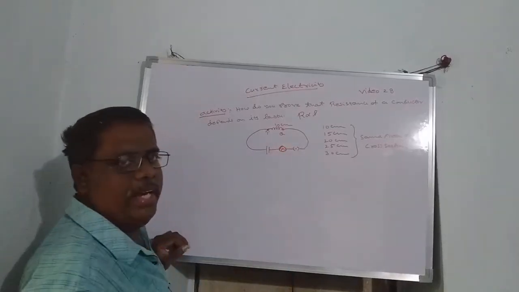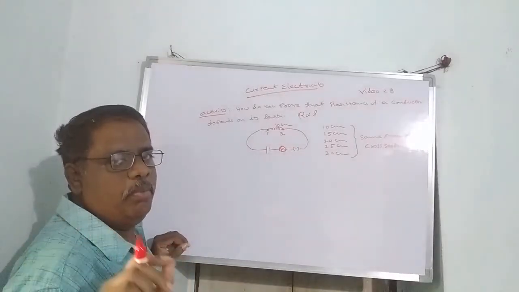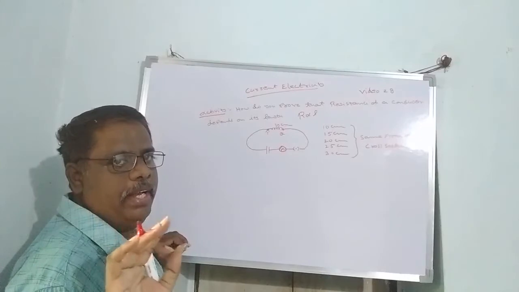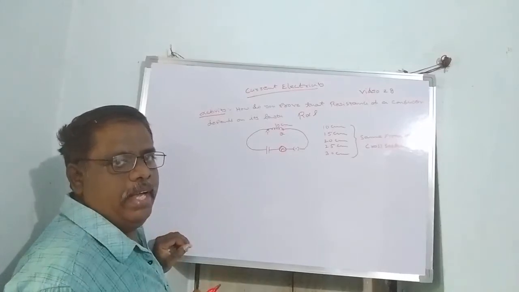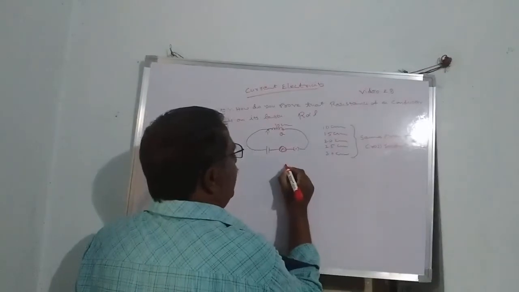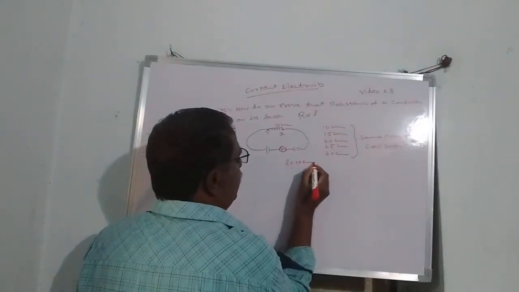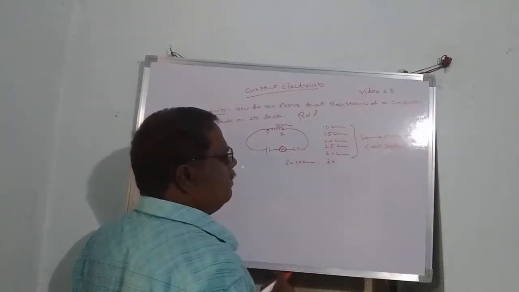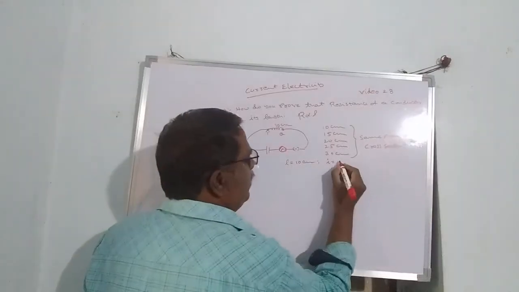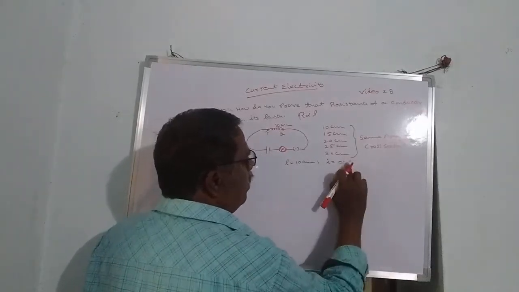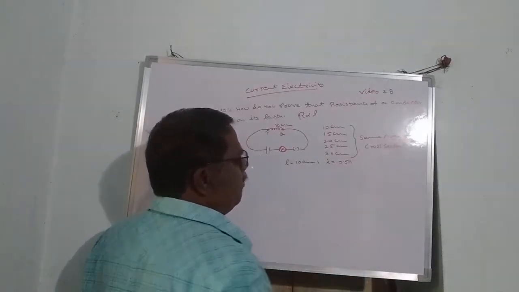Note down the ammeter reading in your notebook and record it in your record. So let us say when the length of the conductor is 10 centimeter, the ammeter gives the current, let us say it will be 0.1 amp or 0.5 amp.